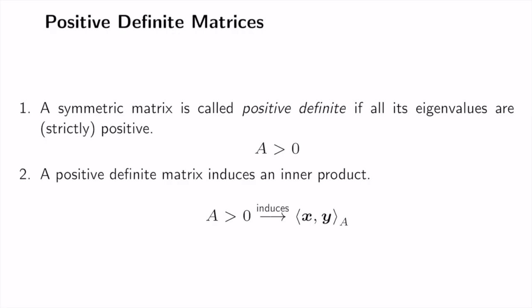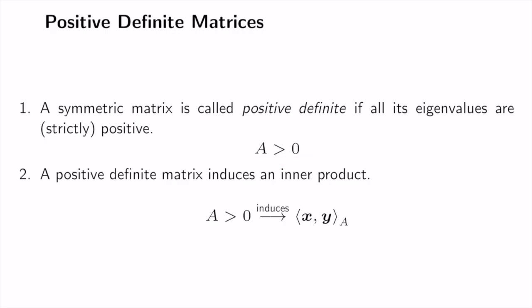Alright, in this video, we study positive definite matrices as opposed to positive semi-definite matrices. A symmetric matrix is called positive definite if all of its eigenvalues are strictly positive. And if matrix A is positive definite, we write A greater than 0.